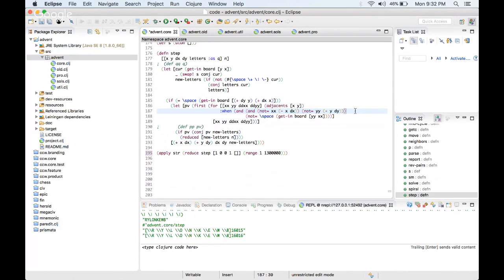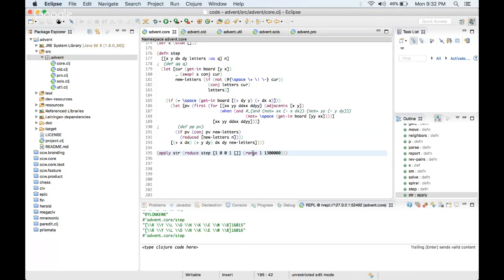Well, actually, I wonder what happens if I take this out. Huh? Nothing good is what happens. So it wasn't necessary to write this part.